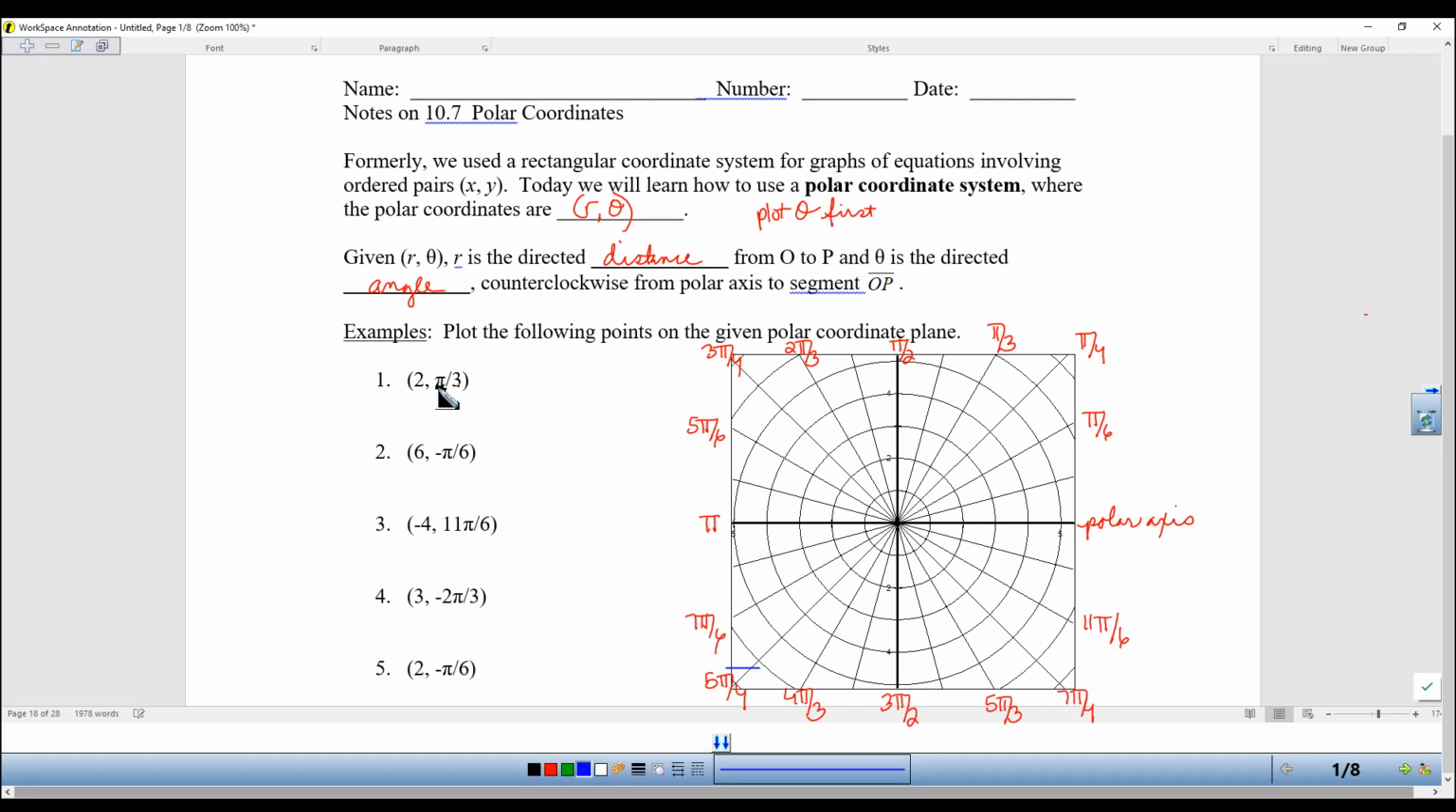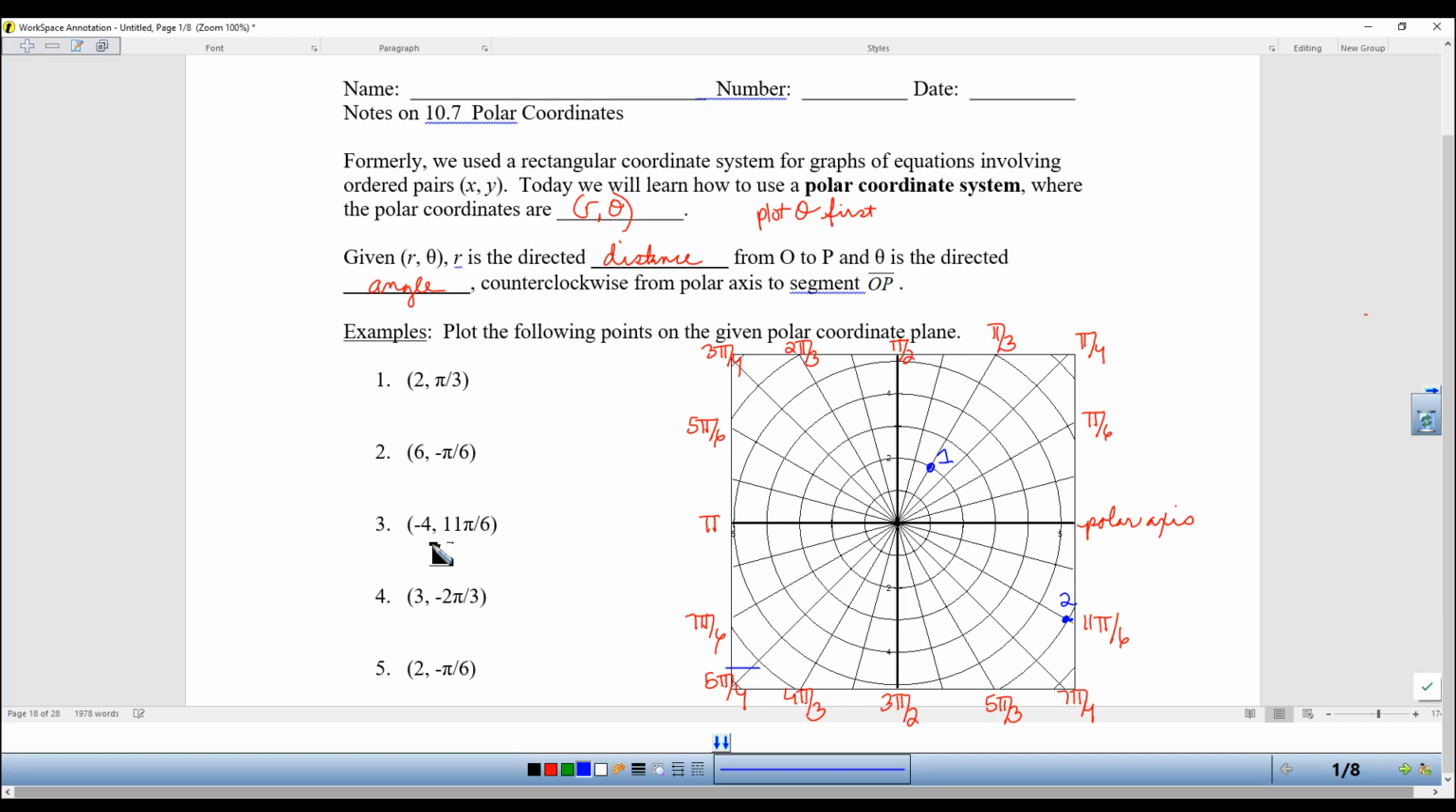So (2, pi/3). So I'm going to go to the pi/3 angle, and then I just go 2 rings out. So it's right there. I am going to label it number 1 because there's going to be a bunch of dots in a minute. Then I have (6, -pi/6). Remember that a negative angle just means you go clockwise. So I'm going to go pi/6 in this direction. And once I'm on my angle, I just count the radius. So 1, 2, 3, 4, 5, 6. It's really far out there.